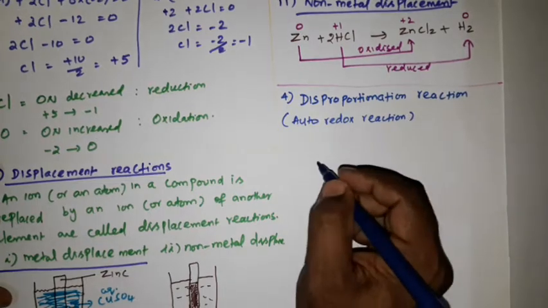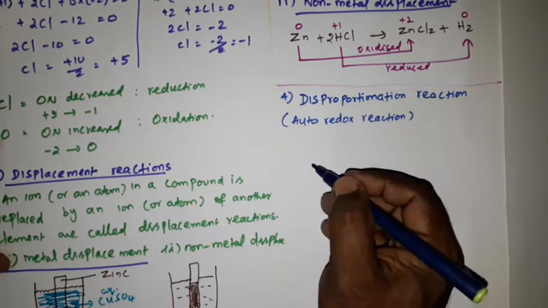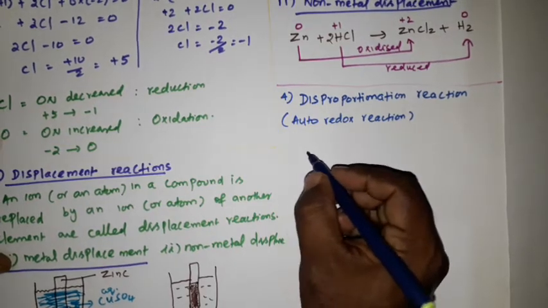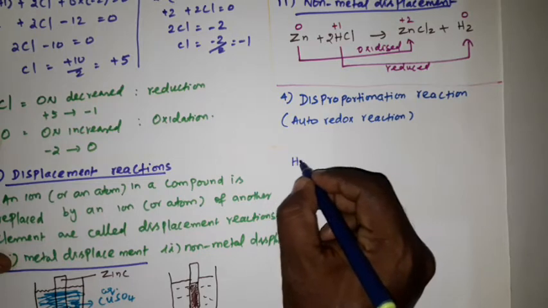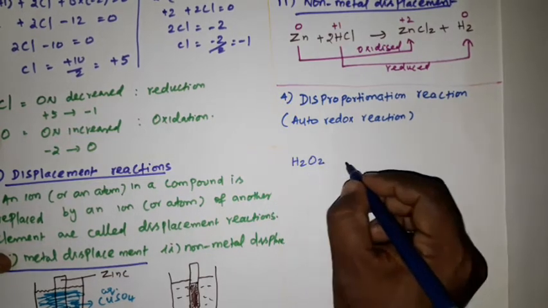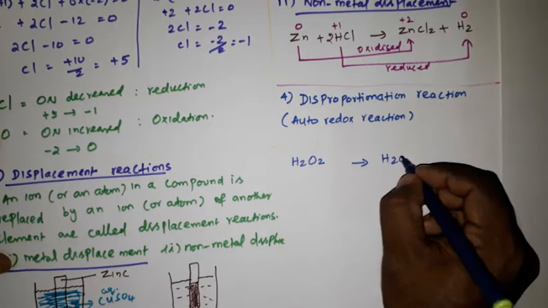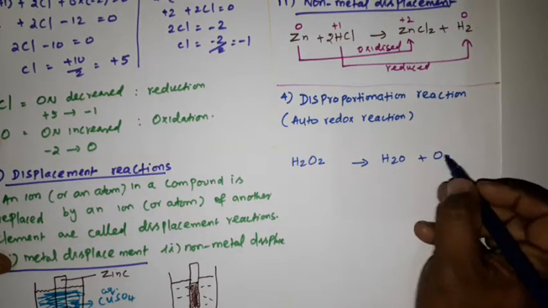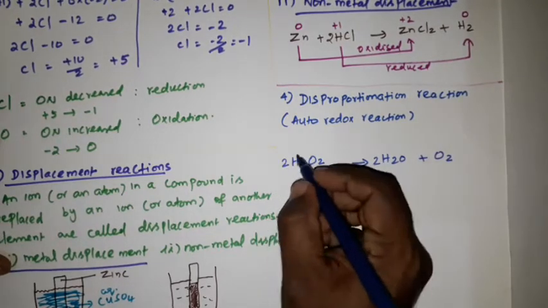Right? So, actually what is happening here, for example, hydrogen peroxide, that is H2O2, will decompose into H2O plus oxygen. Balance the equation, put 2 here, here also 2. Okay.